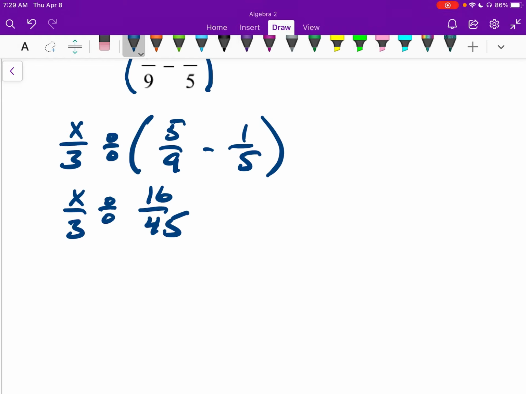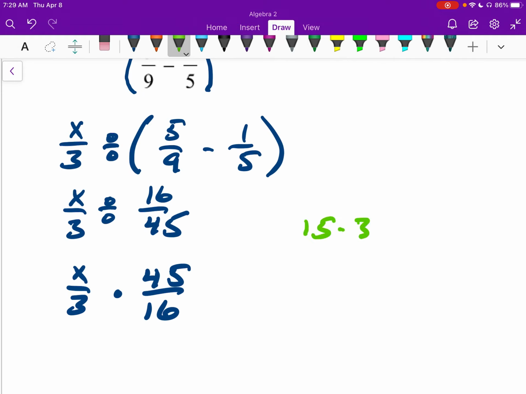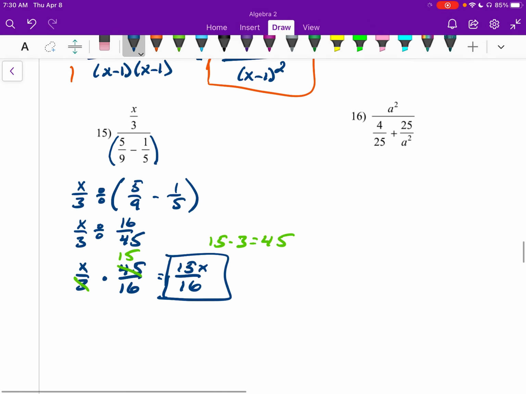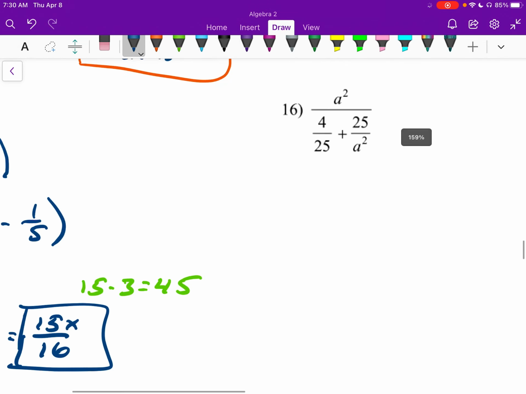Now I'm going to flip my fraction, and I'll have x over 3 times 45 over 16. I think 45 and 3 will cancel. What is it? It's 15 times 3 is 45, right? So this will go away, and this will turn into a 15. So 15x over 16. That's that. Moving on to number 16.